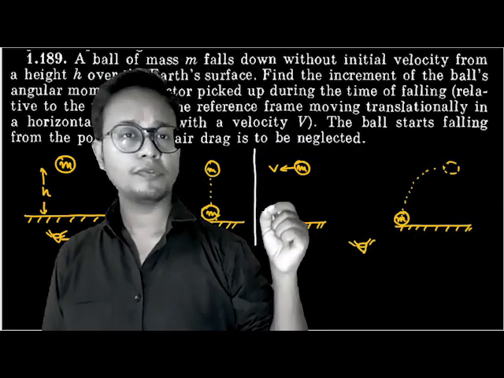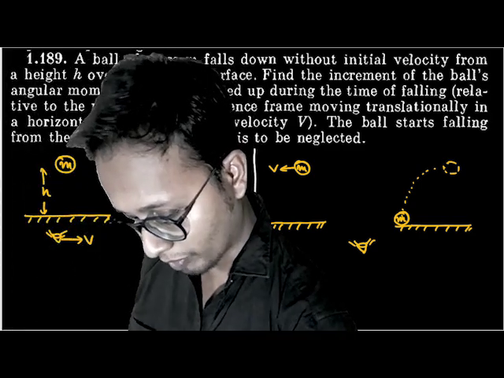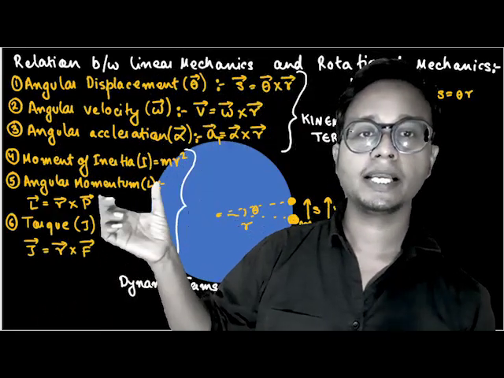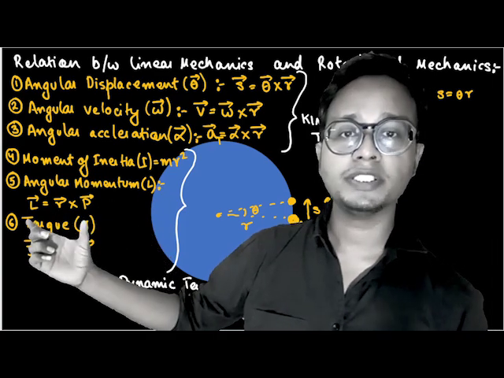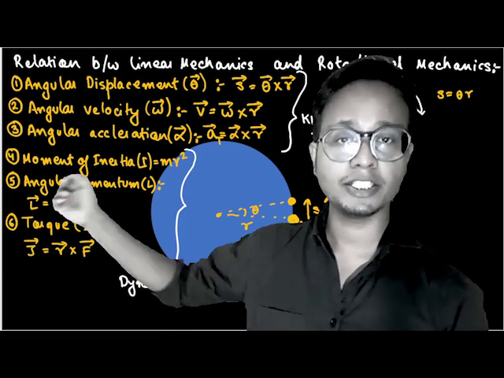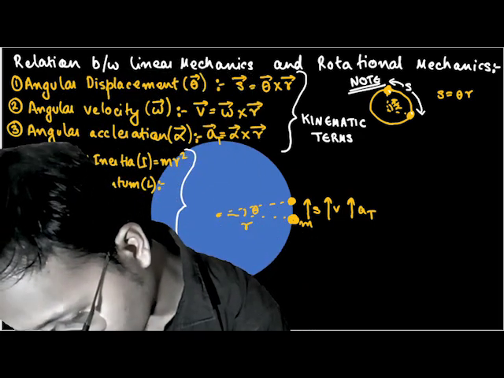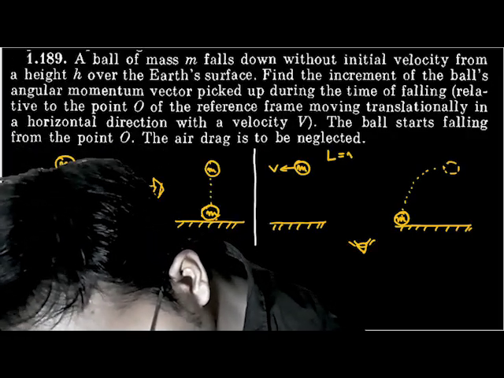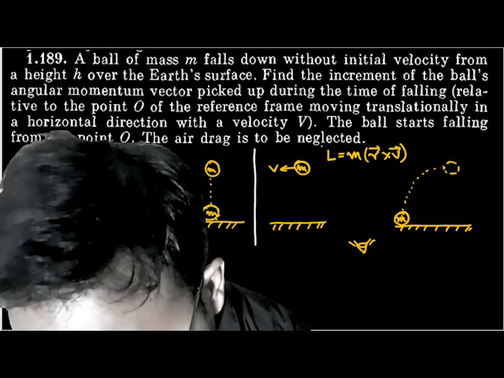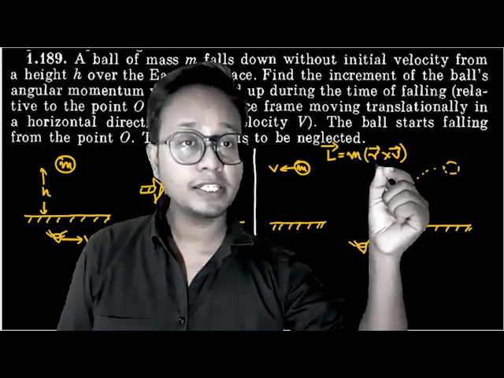Fair and fine. Now you have to find the angular momentum. What was the formula for angular momentum? L is equal to r cross p. P is nothing but linear momentum, mass into velocity. We take out the mass common. Angular momentum is equal to mass into r cross v. Here, mass is the mass of the object, and r is the position vector of the object.